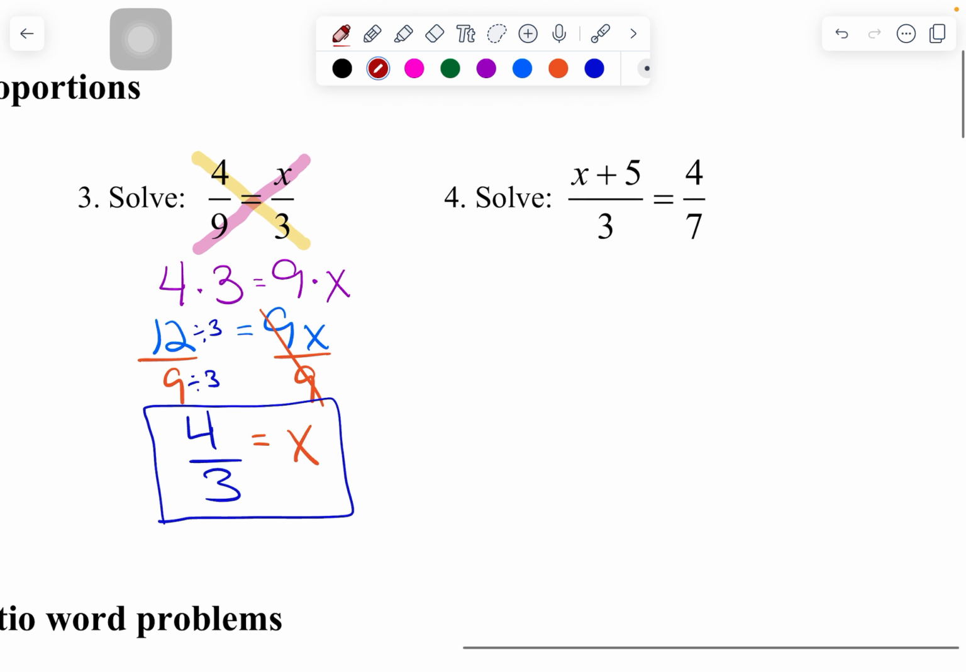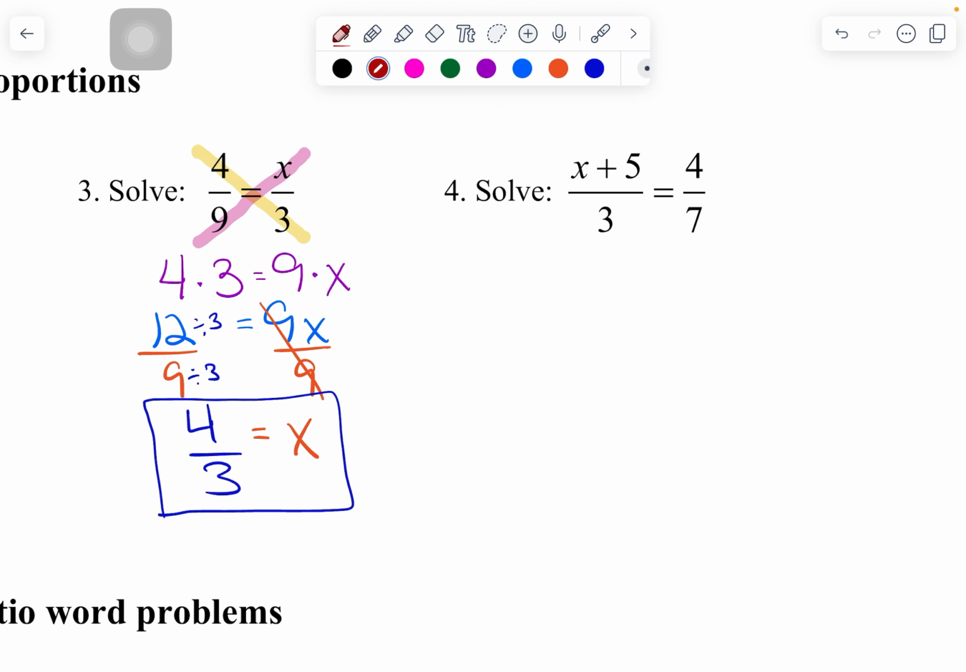All right, last problem here for the proportion section. Now this one's a little bit trickier, simply because this numerator has both an x and the plus 5 in it. So when we talk about cross multiplication, we've got to be careful that we're doing this entire numerator times the opposite denominator, and then the denominator times the numerator that way. All right, so we've got our cross. So when I write this, let's do the easy cross. We're going to do 4 times 3. Right, that's the easy cross.